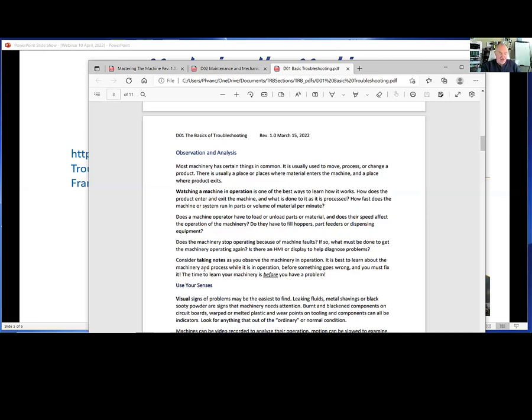So I mentioned here, consider taking notes as you observe machinery in operation. It's best to learn about it before you have a problem, right? You want to learn how the machine operates by watching it. I realize you get into a plant and you don't have a lot of spare time. People want you to fix stuff that's broken, but you do need to learn how the existing machinery operates.